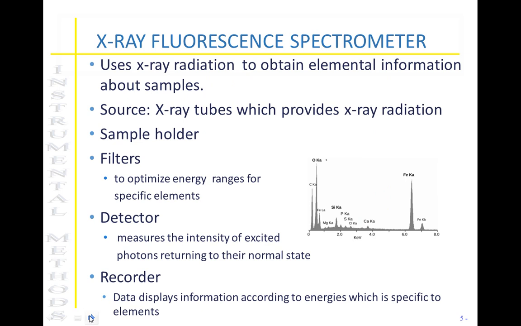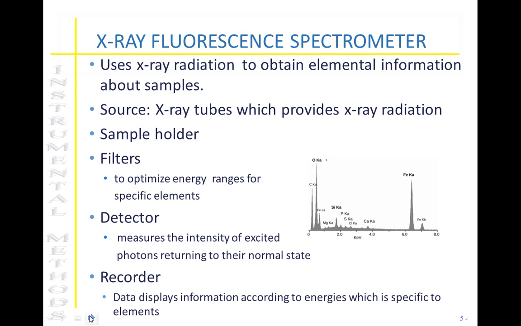An X-ray fluorescence spectrometer takes advantage of X-ray radiation to obtain elemental information about the various samples. So an X-ray tube is what's going to supply the radiation to the sample itself. Depending on the instruments, your sample holders can change slightly, and also depending on the sample, different filters can be used to optimize the energy levels. If you know you're looking for a certain element, the filters can optimize your data results that you obtain.